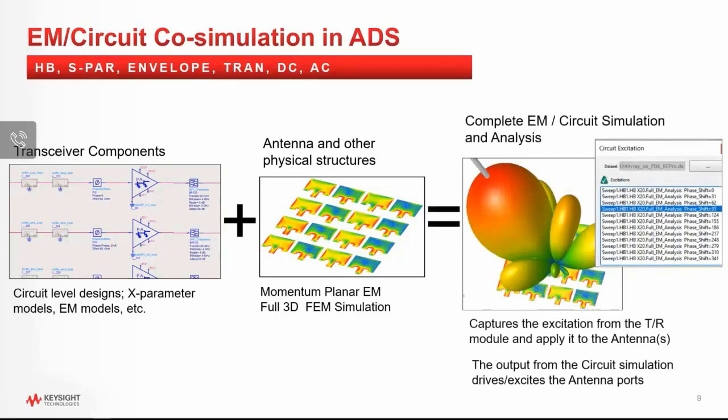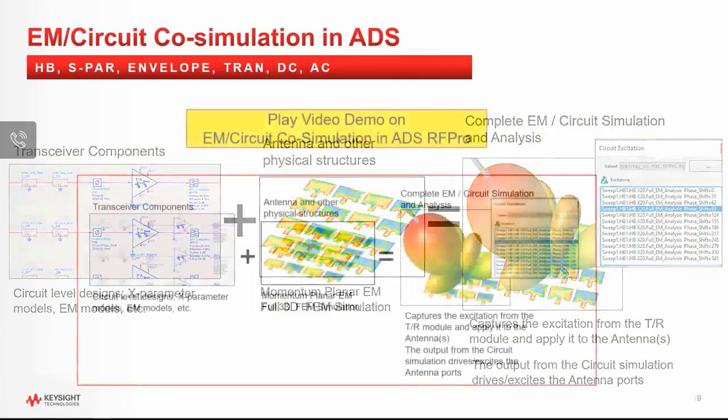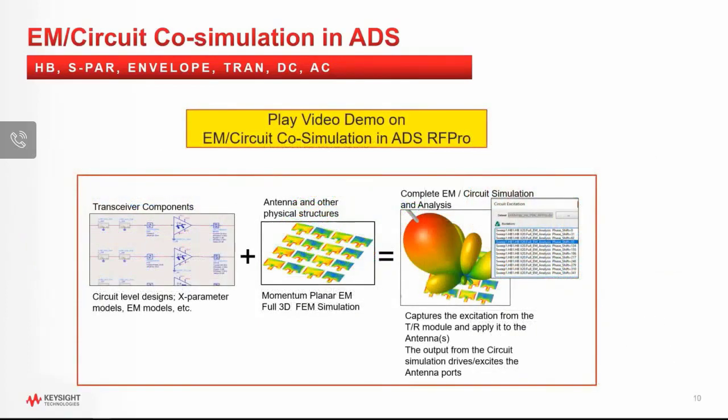Now the output of all this at the far right comprises the complete circuit EM co-simulated results produced by capturing the excitation from the transmitter module and applying it directly to the antenna, all simulated simultaneously. Let me now share with you a pre-recorded demo to illustrate to you this valuable simulation and analysis method and show you how it works with RFPro.